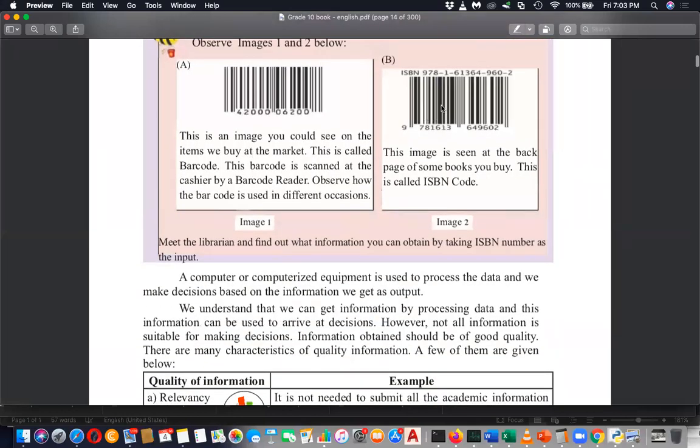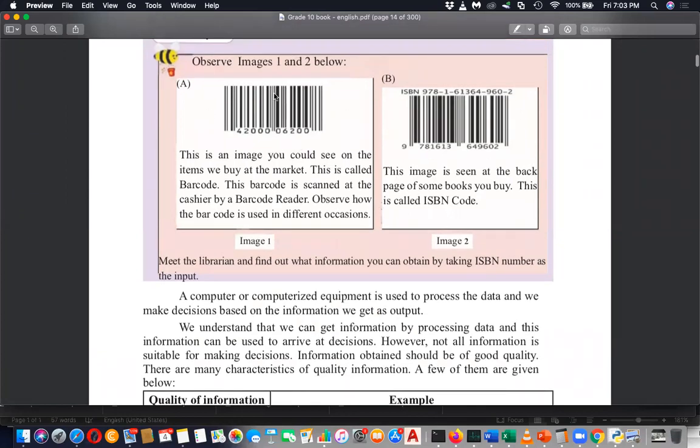This is a barcode used to store the ISBN, that is the book reference number. It's the internationally accepted book number, right? So that is stored using the barcode system. Here is another barcode image. Maybe in libraries, in books, you can see barcodes. In lotteries, you can see barcodes.